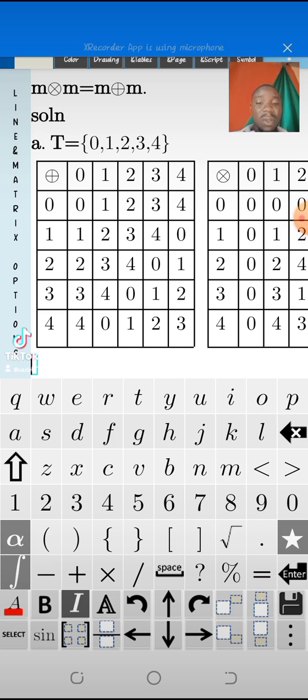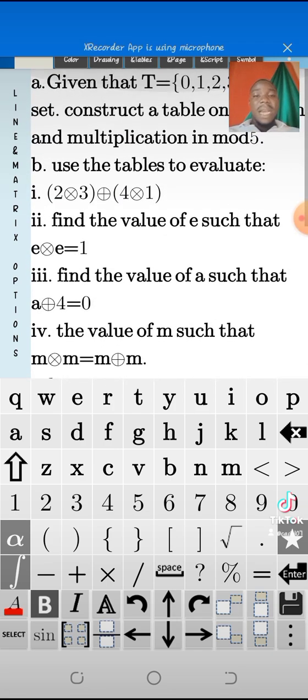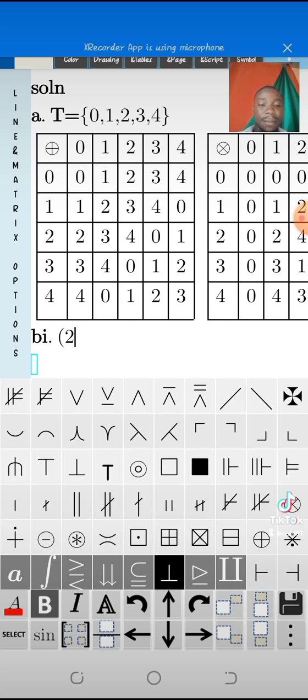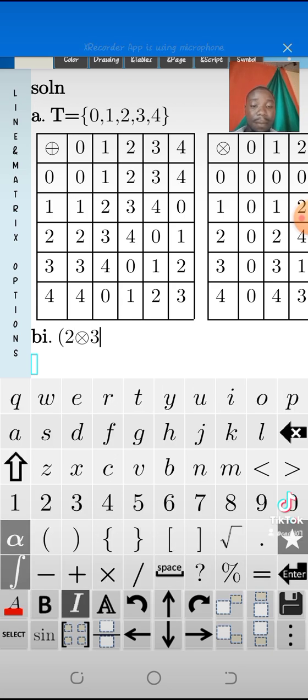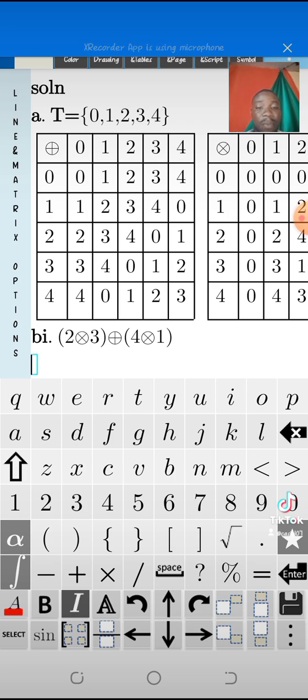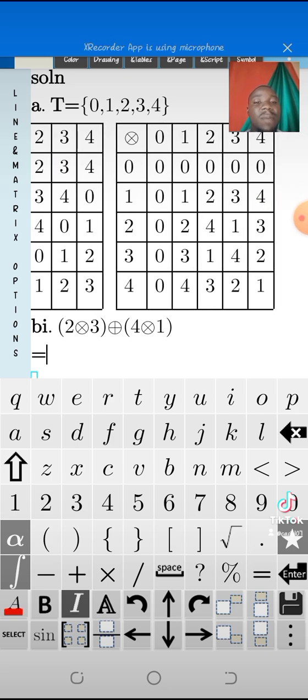Is that okay? So let's quickly look at the B now. The B says we should use the table to evaluate 2 times 3 in brackets plus 4 times 1. So let's write that down: 2 times 3 plus 4 times 1. Okay, so what you do, you first of all evaluate the bracket. So you deal with 2 times 3 using the multiplication table. From your multiplication table now, 2 times 3 is giving us 1.